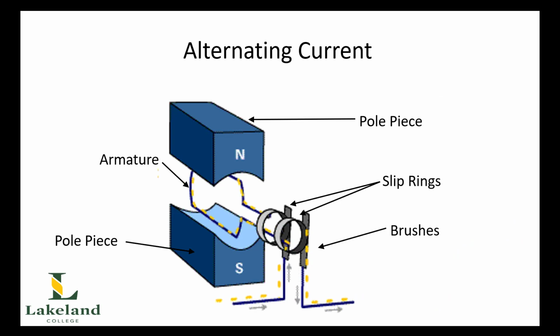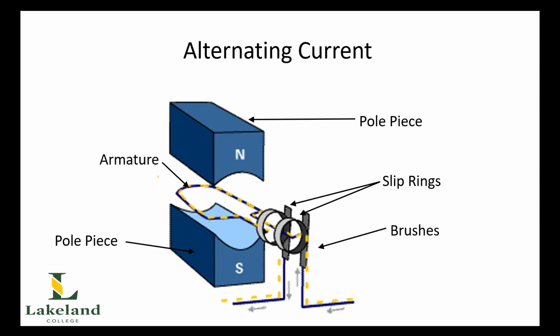Okay, so from what we've talked about earlier in this electrical section, we know that if we have relative motion between a conductor and a magnetic field, we will naturally produce alternating current. And the easiest example of that is with this little animation on screen here. You can see we have a loop of wire, i.e. an armature, that rotates within a magnetic field.